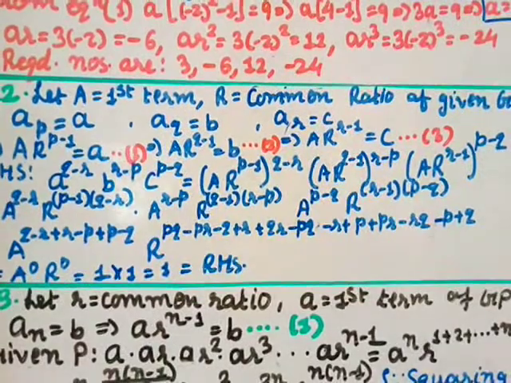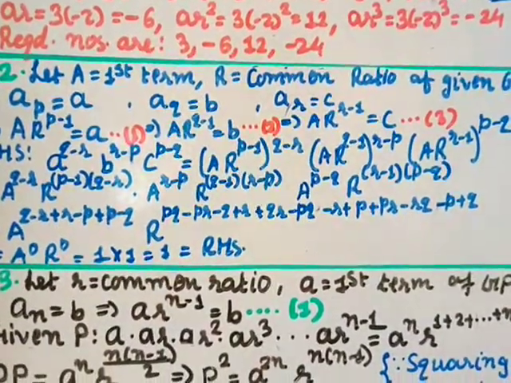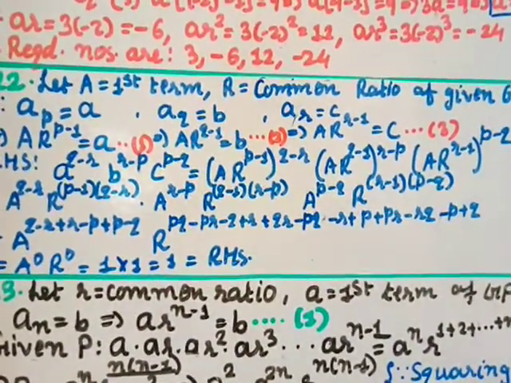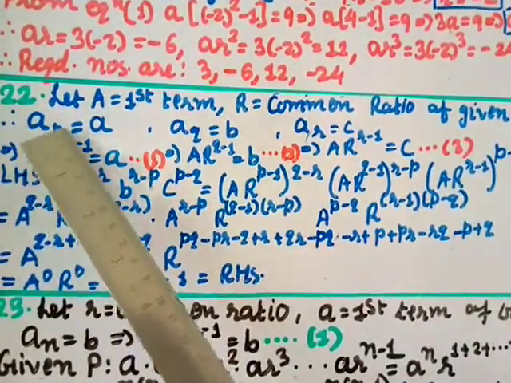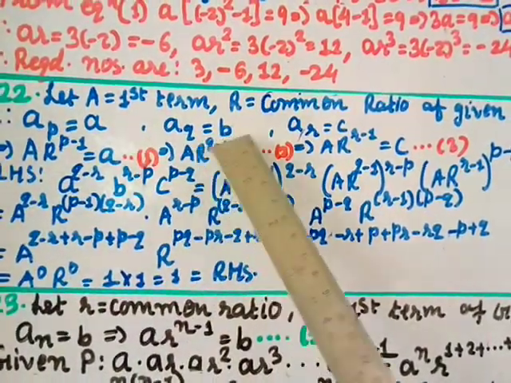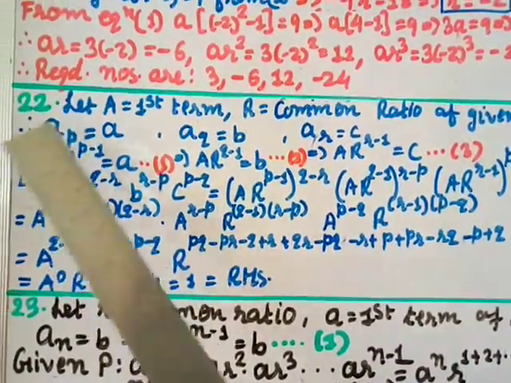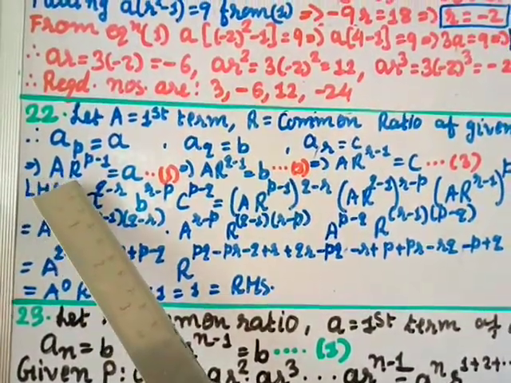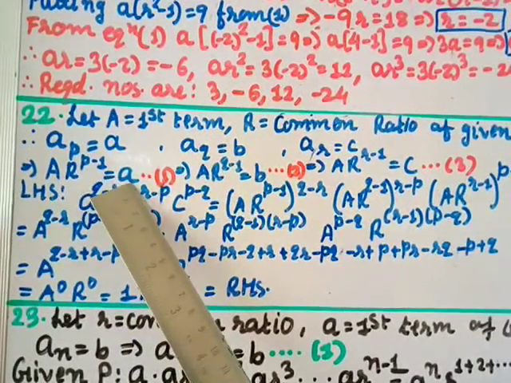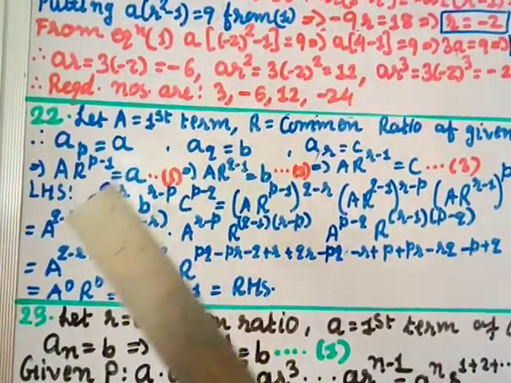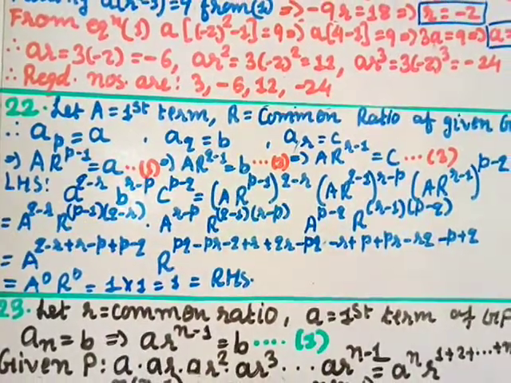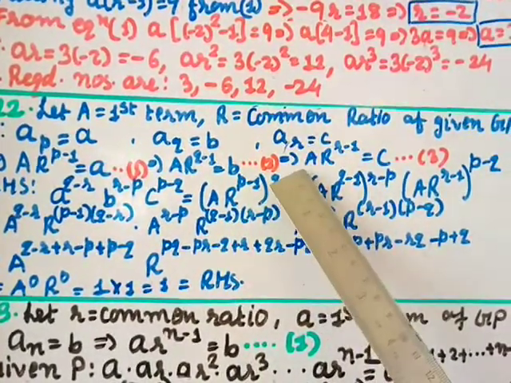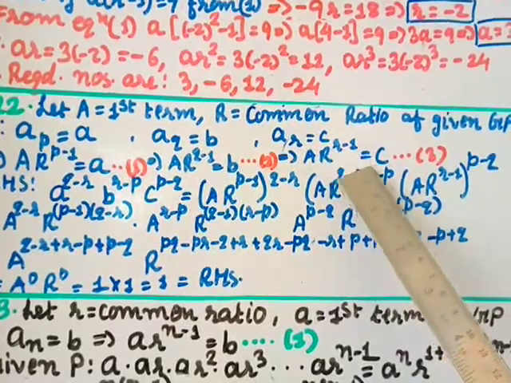Let capital A be the first term and capital R be the common ratio of the given GP. Then, according to the question, AP equals a, AQ equals b, AR equals c. AP by the formula is capital A into capital R power p minus 1 equals a, call it equation 1. AQ by the formula is A into R power q minus 1 equals b, call it equation 2. And AR by the formula is A into R power r minus 1 equals c, call it equation 3.